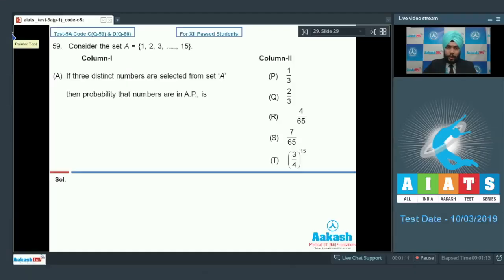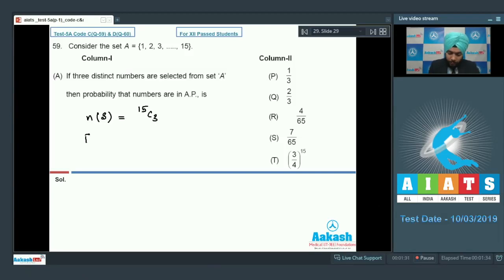It contains match the column type problems. Question number 59 says that consider the set A which contains first 15 natural numbers. Column 1 option A says that if 3 distinct numbers are selected from set A, then the probability that the numbers are in AP. The total number of ways of selecting 3 distinct numbers from 15 available numbers is 15C3.